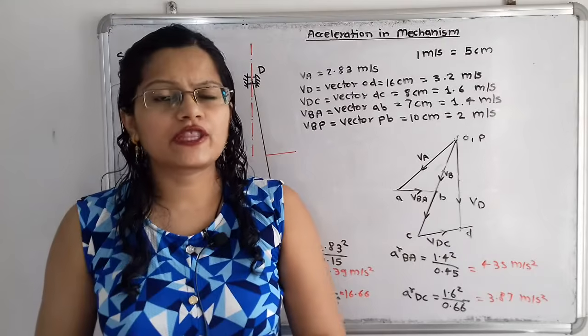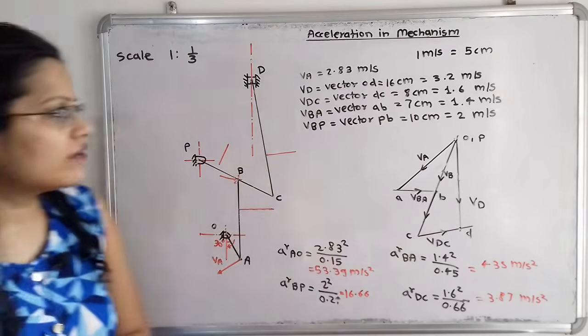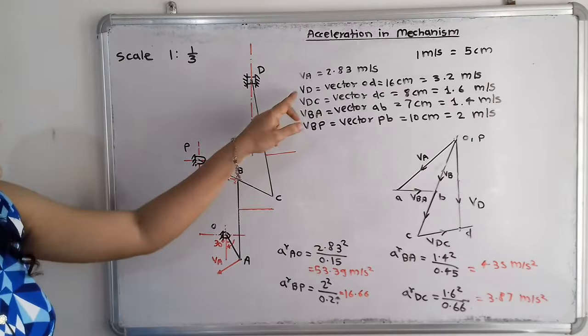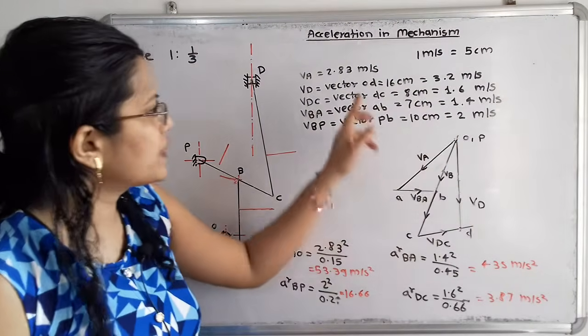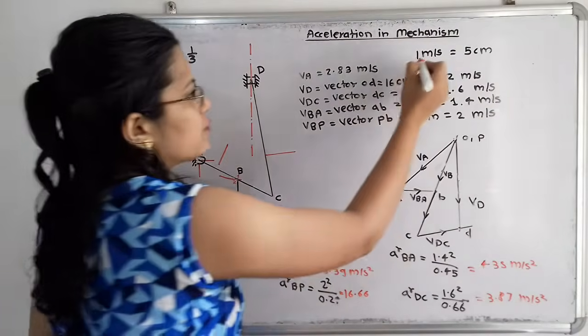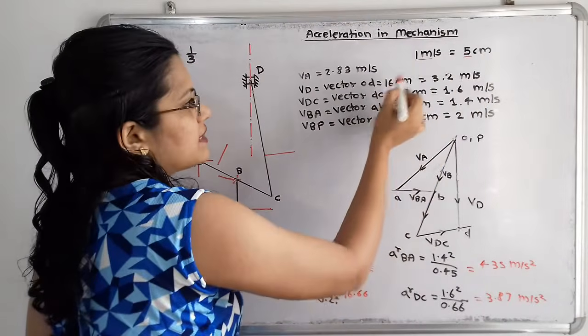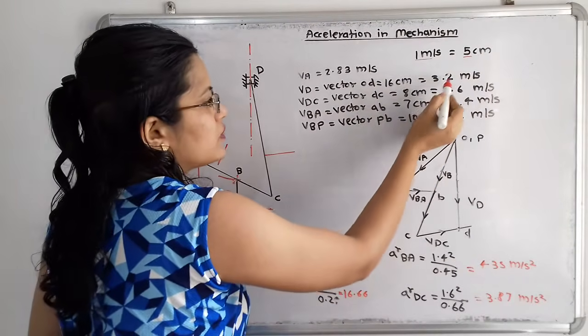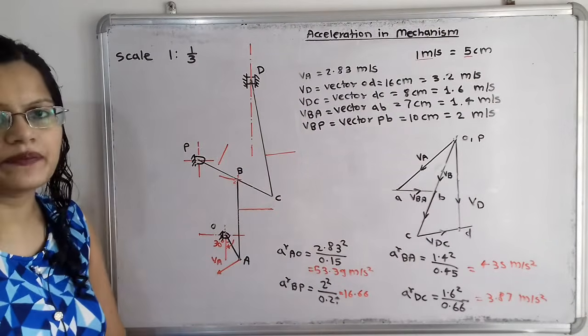Now we will move to the calculation of velocities at different points. If we observe the velocity at point D, for that we have to measure the vector OD, which is equal to 16 centimeter. Our scale is 1 meter per second equal to 5 centimeter. So 16 divided by 5 is equal to 3.2 meters per second, which is the velocity of this slider D.